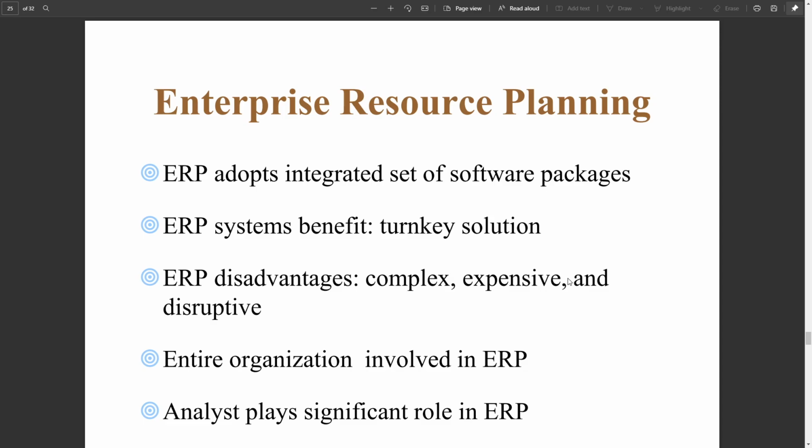So enterprise resource planning. ERP adopts an integrated set of software packages. The benefit of ERP systems is that it's a turnkey solution. So what do we mean by turnkey solution? It's a solution in an instant. With a snap of the finger, bam, you have the solution. Kaya ako may example ng restaurant na business kanina. A turnkey solution to their problem is basically to have SAP deployed to them.